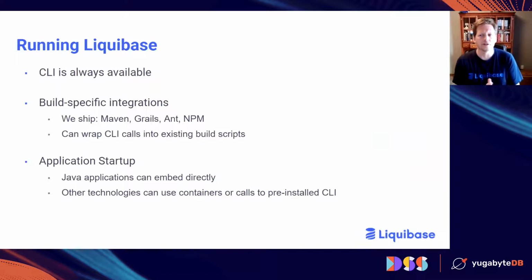So getting back to your inner loop a bit, how should you actually run that Liquibase update? Now the CLI is always available, but that can sometimes feel a little bit out of band for your workflow. It's a separate tool with different syntax to remember and to call. So as an alternative to raw CLI usage, you can integrate it more directly into your specific build tools. We ship with Maven, Grails, Ant, and NPM build systems. I'm trying to think if there's any more. That's probably most of them.